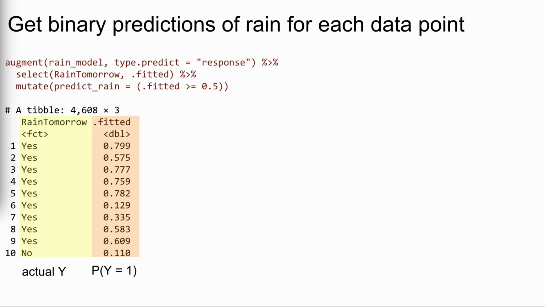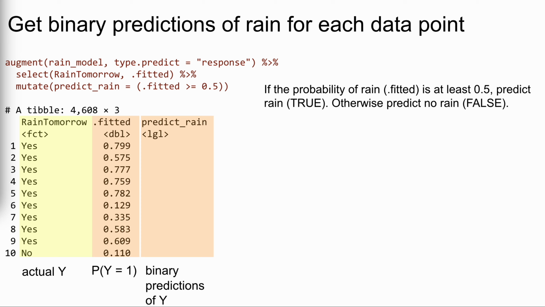This can be achieved by the mutate line here. This line indicates that we want to define a new variable named predict rain, and we'll define the contents of this variable by comparing the probabilities in the fitted column to a threshold of 0.5. I'm using 0.5 as an example here, but again, this is something that you can change. This code represents our prediction rule then. If the probability of rain, fitted, is at least 0.5, predict rain, true, otherwise predict no rain, false.